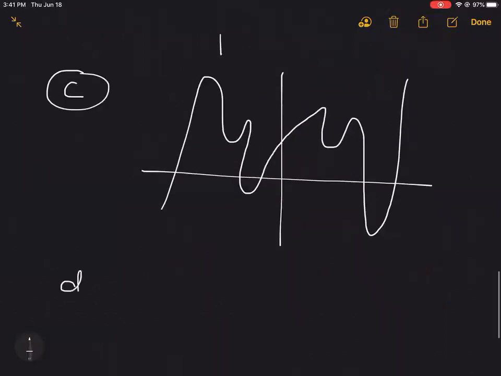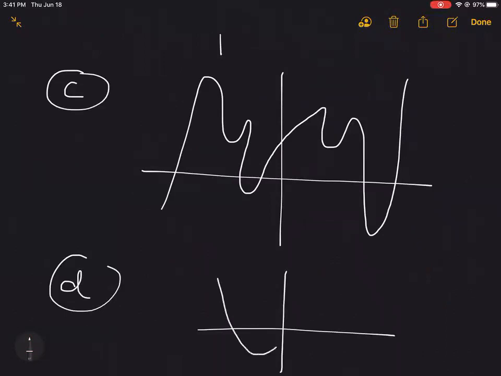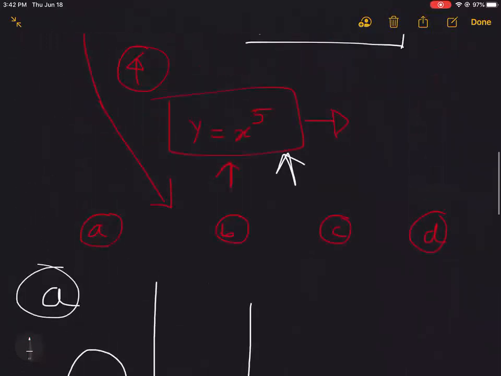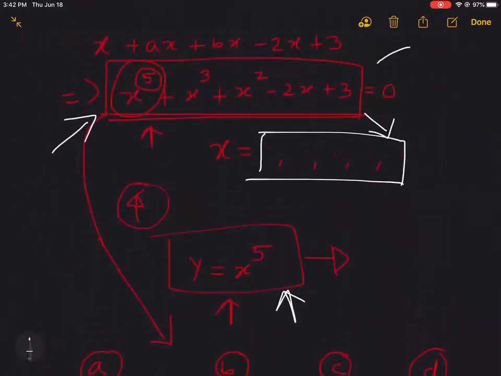Okay, so number C will be like this, and number D will be like this. Oops, sorry. Okay, now by just eyeballing, who can tell me which graph gives you the resemblance of this function?